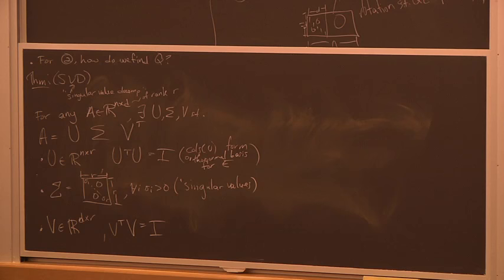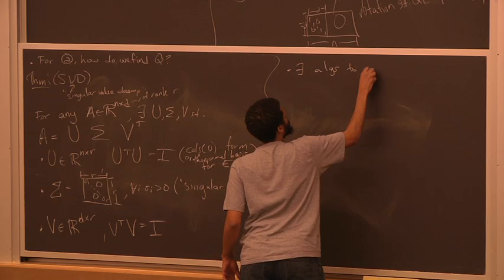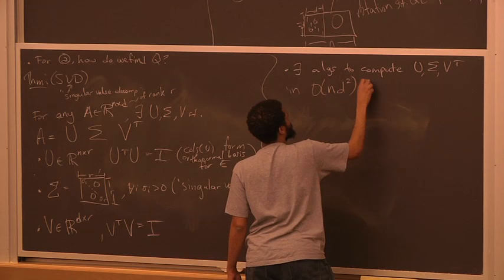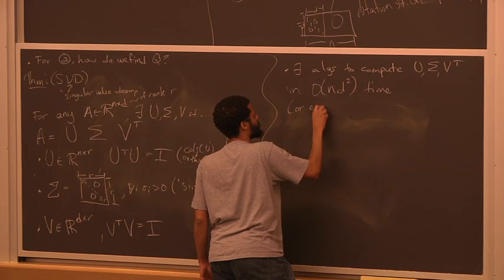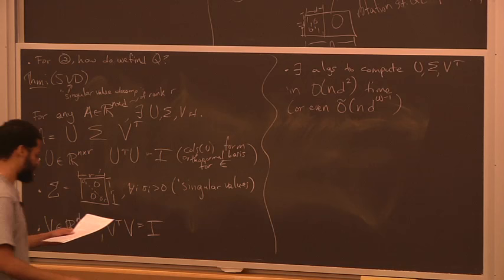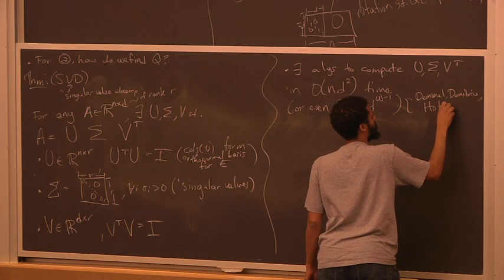Okay, and there exist algorithms to compute this decomposition in O of n d squared time, or even, up to log factors, n d to the omega minus 1, where omega is the exponent of square matrix multiplication. This is Demmel, Dumitriu, and Holtz.